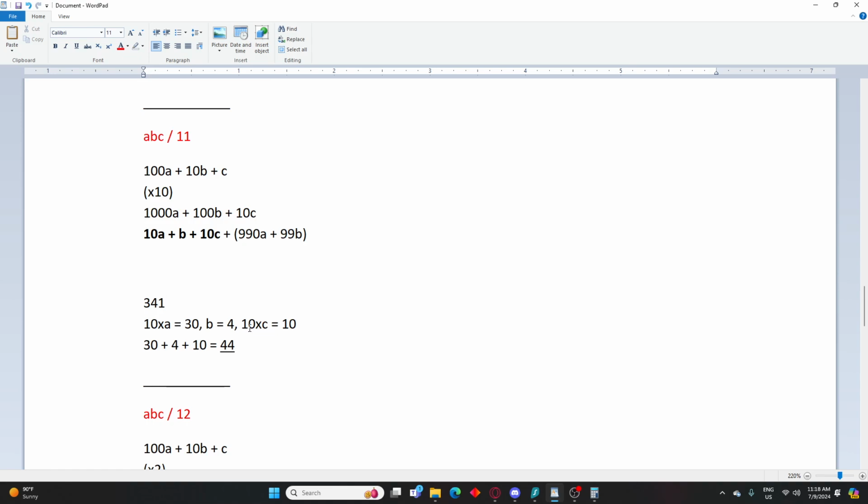341. Off the top of your head, can you tell if this number is divisible by 11? Of course not. You're not weird. So here's how we do it. 10 times A, which in this case A is 3, is 30. B is 4, pretty straightforward. And then 10 times C, which in this case is 1, is 10. 30 plus 4 plus 10 is 44. Very straightforward.